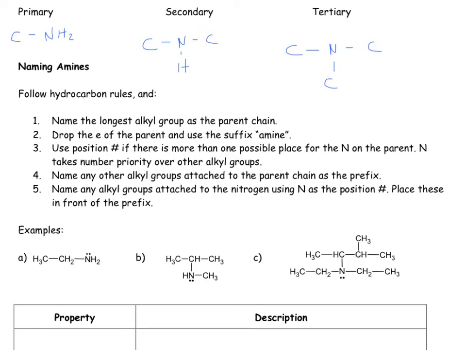Name any other alkyl groups attached to the parent chain as the prefix. And finally, name any other carbon alkyl groups attached to the nitrogen using N as the position number. Place these groups in front of the prefix. Here are some examples.